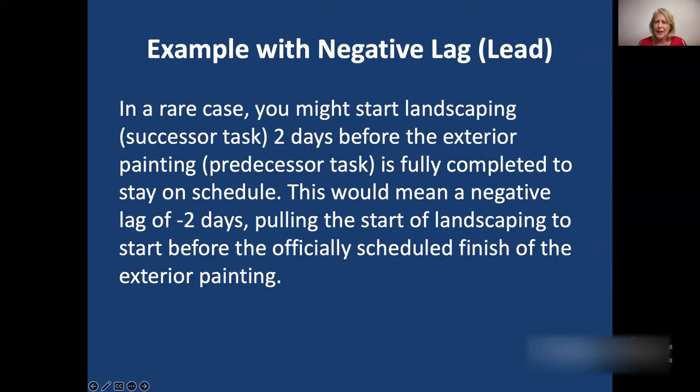So it might be naturally in a more finish to start relationship where the painting is finished first and then landscaping starts. But to speed up the schedule, it may be possible, perhaps in another part of the building, to start with the landscaping before the actual painting is finished. And that would be an example of a negative lag or a lead, where B is brought forward a little.